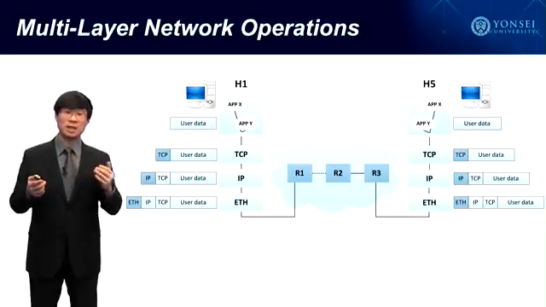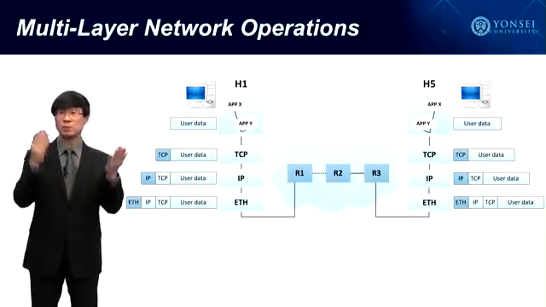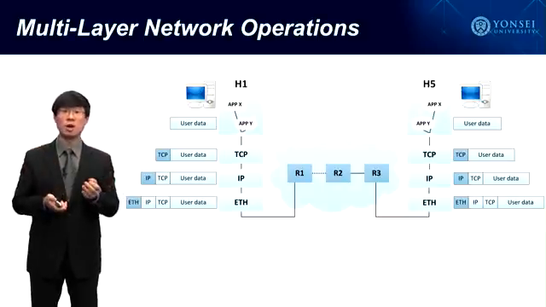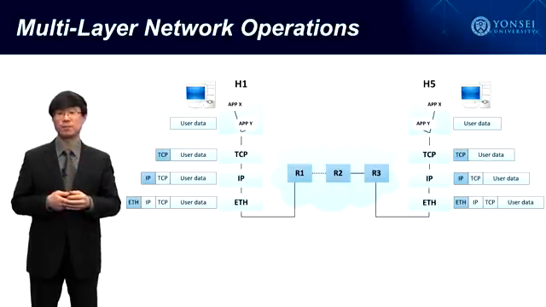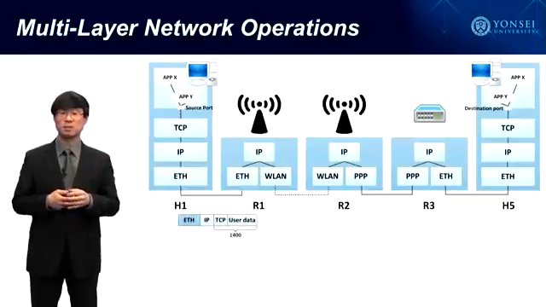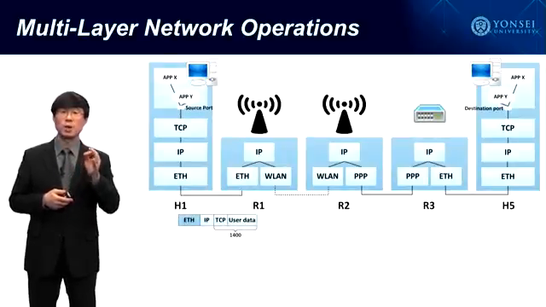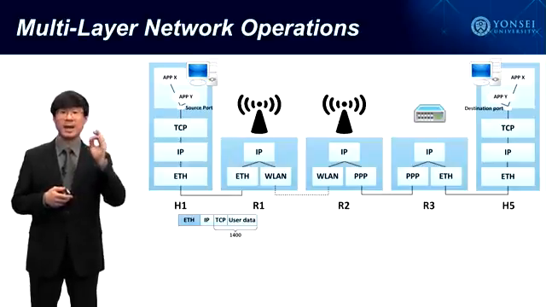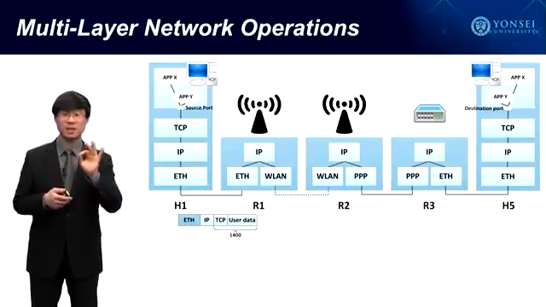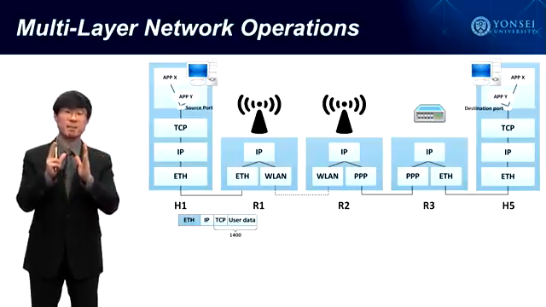Now, in this example, you see what is done within computer host 1 and computer host 5. What goes on between host 1 and router 1, between router 1 and router 2, between router 2 and router 3, and between router 3 and host computer 5 is shown in this picture right here. The Ethernet packet that host 1 sends out has an Ethernet header, IP header, TCP header, and then the data part.